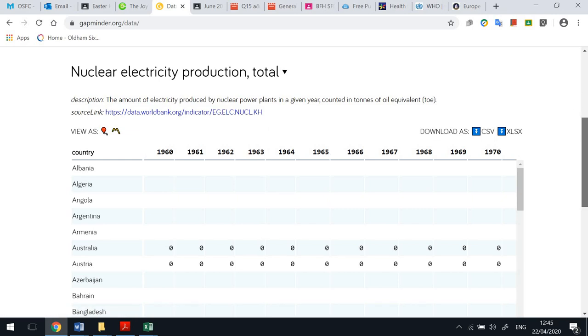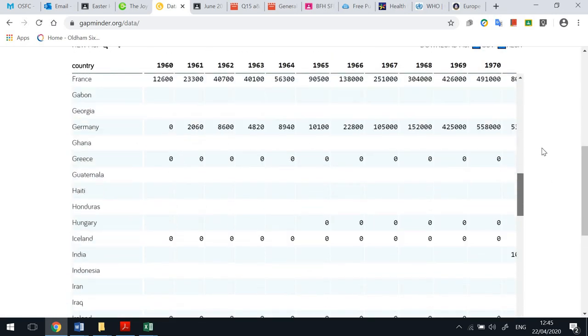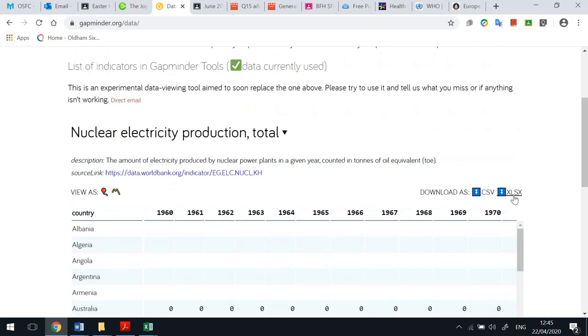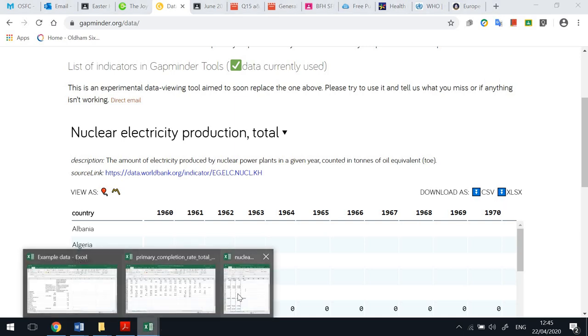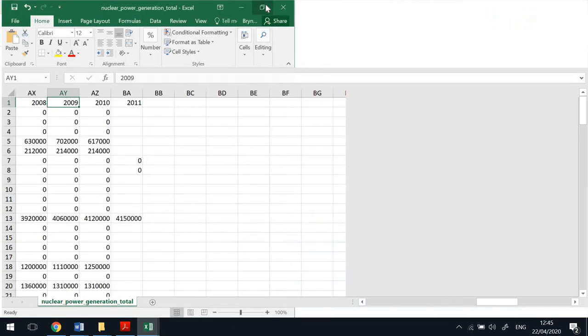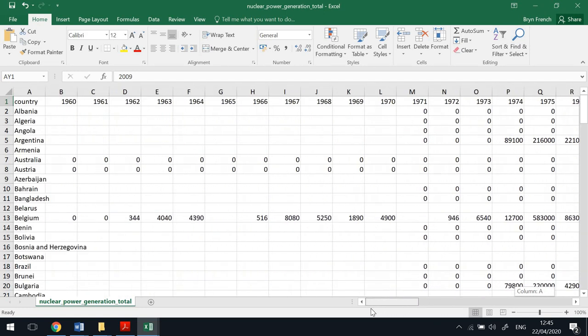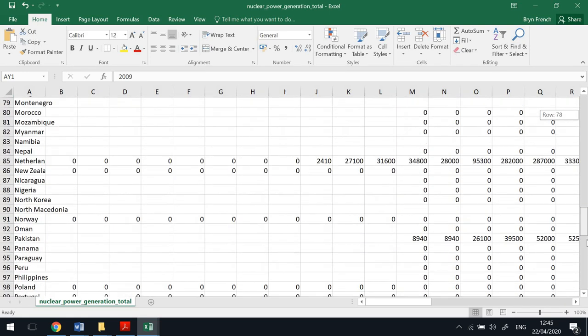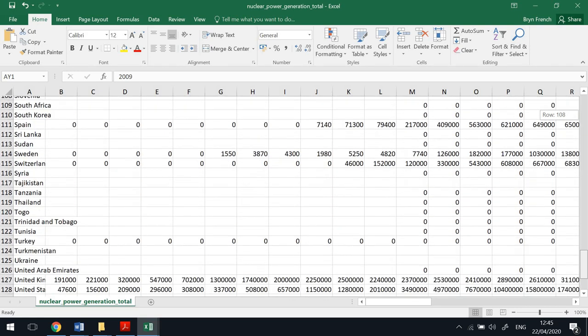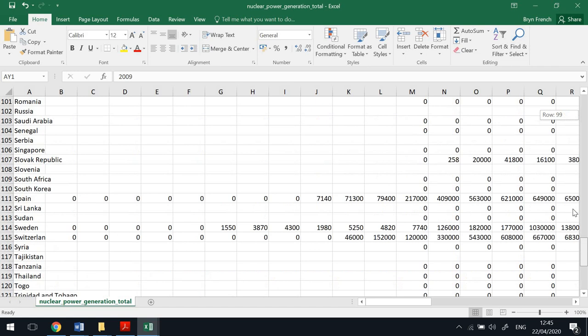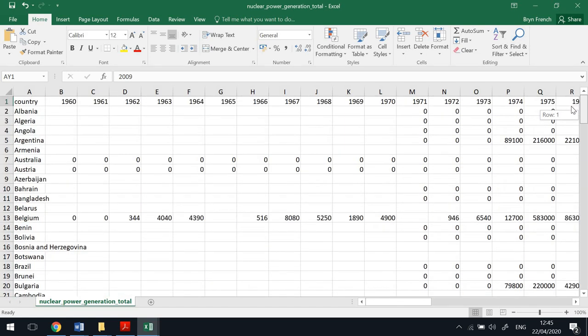There's an interactive version here, but I've downloaded the Excel file by clicking on this button here, and I will share that with you in a moment. So this Excel file, let's have a look. Like I say, this is a massive data set, and this is just one data set for all of the countries in the world. You can see those listed on the left hand side, and it's their total amount of energy produced through nuclear.